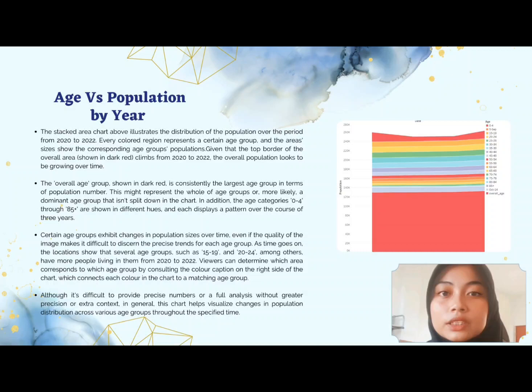As time goes on, the chart shows that several age groups such as 15 to 19 and 20 to 24, among others, have more people living in them from 2020 to 2022. Viewers can determine which area corresponds to which age group by consulting the color caption on the right side of the chart, which connects each color in the chart to a matching age group. Although it's difficult to provide precise numbers or a full analysis without relative pictures or extra context, in general, this chart helps visualize change in population distribution across various age groups throughout the specific time.